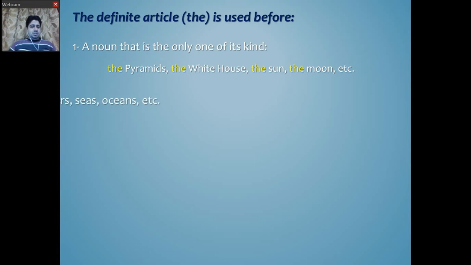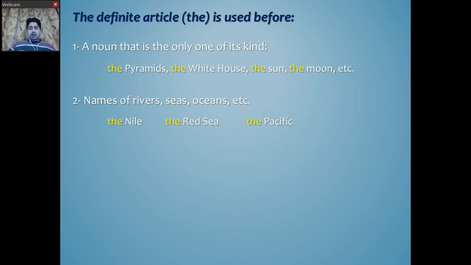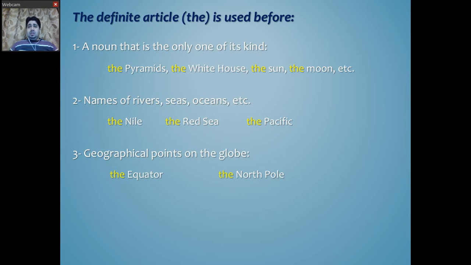Okay. Two, we use it for names of rivers, seas, and oceans. I mean water bodies. Something like the Nile, which is a river, the Red Sea, or the Pacific. The Pacific is an ocean. Three, with geographical points on the globe, like the equator and the North Pole. Those are on the globe you have in your schools, for example, when you have geography lessons.